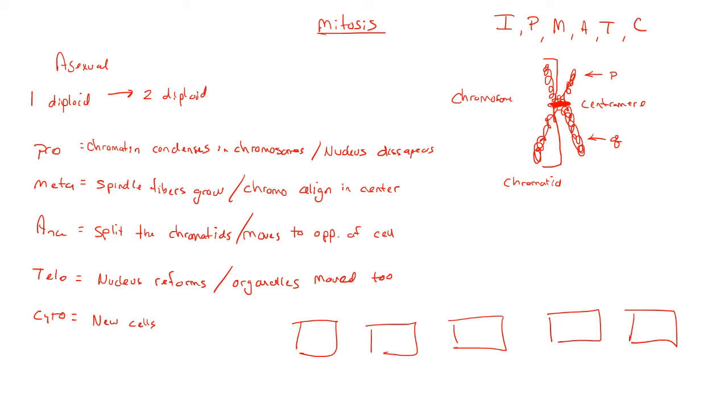The first things that happen, of course, are interphase, I, PMAT, C. So interphase is going to be happening on the center one here. So I'm going to put an I on this one. You probably want to label it as well as either I or interphase, because that's what the cell normally looks like. But then what happens is prophase.